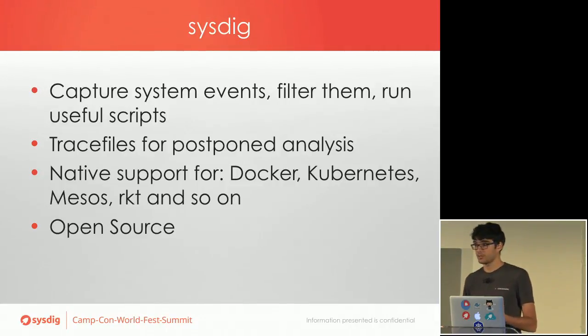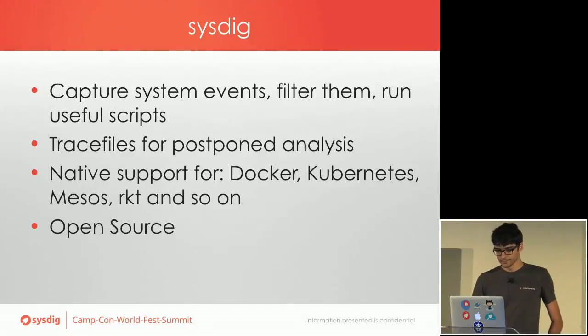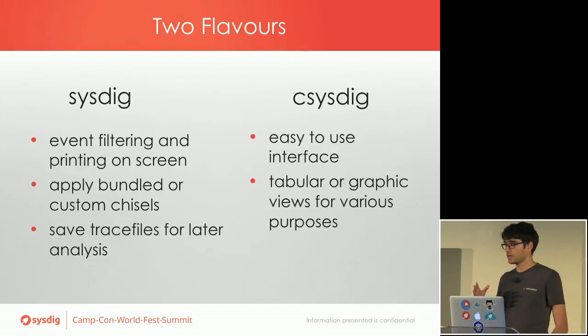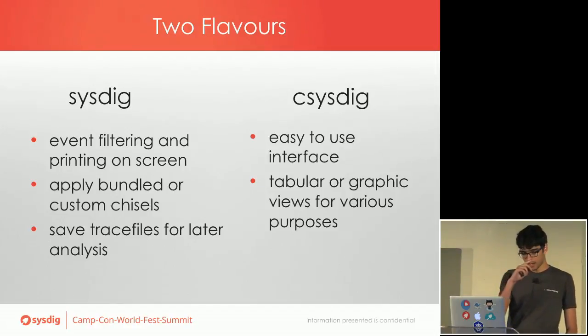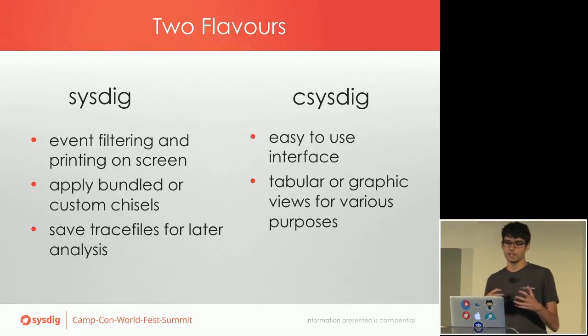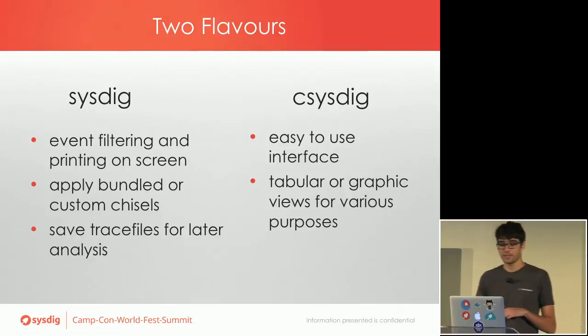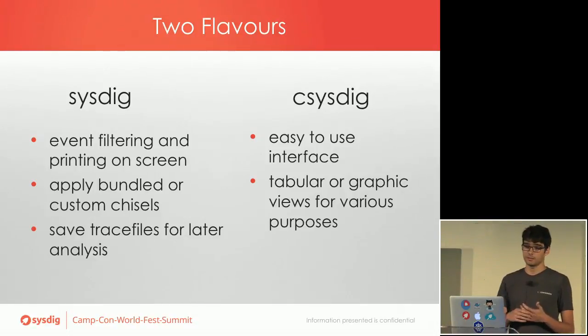And we released it as open source, under GPL version 2. Sysdig comes in two flavors. We have a command line utility, which is just Sysdig, and a curses interface, which we call Csysdig. It's the same kind of visibility, but there are different features that make one useful for certain things and the other for another. The Csysdig interface is very easy to use, so it's easy to get into all this data and get something meaningful from it, because it's a graphical interface that is easy to navigate.